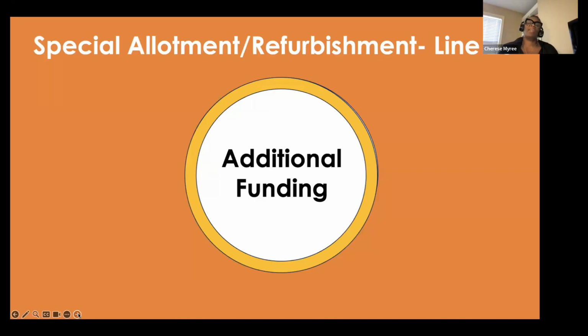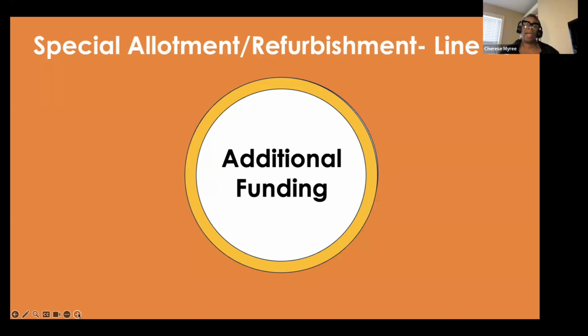So there's also another line, which is line 25, and that is reserved for additional funding that you may get through the year. If you are a returning, experienced provider, you may be familiar with refurbishment money or special allotment. Those determinations are made throughout the year, so there may be an occasion for you to receive additional funding to keep the classrooms updated or for specific purposes. Anytime something like that happens, you will receive specific written guidelines on how that money is to be spent, but those purchases will be reported on line 25.